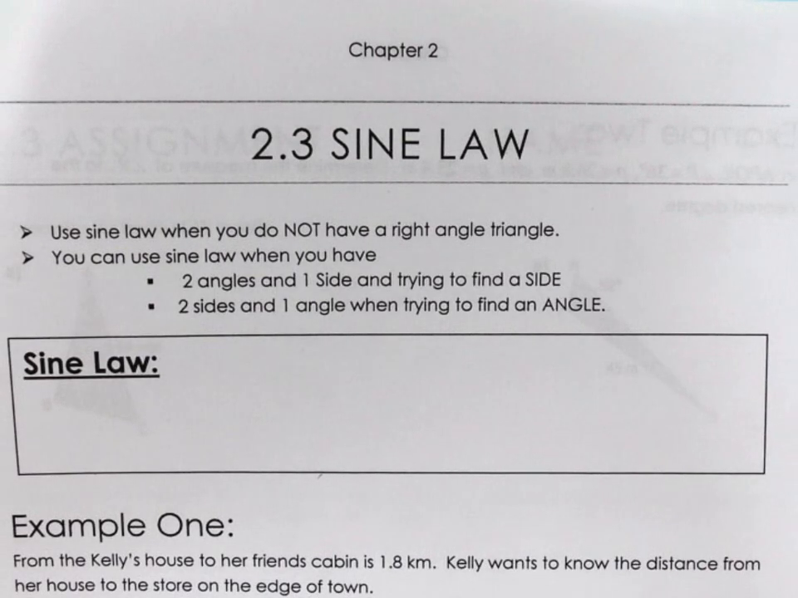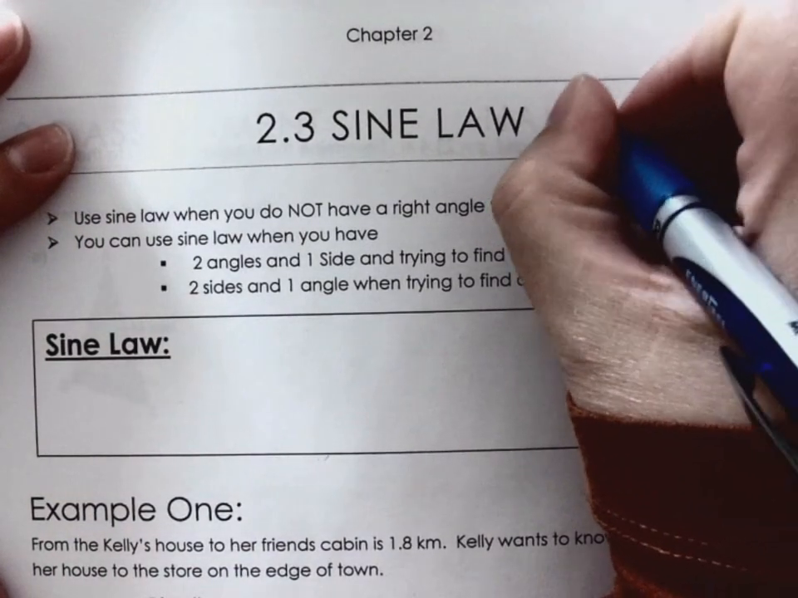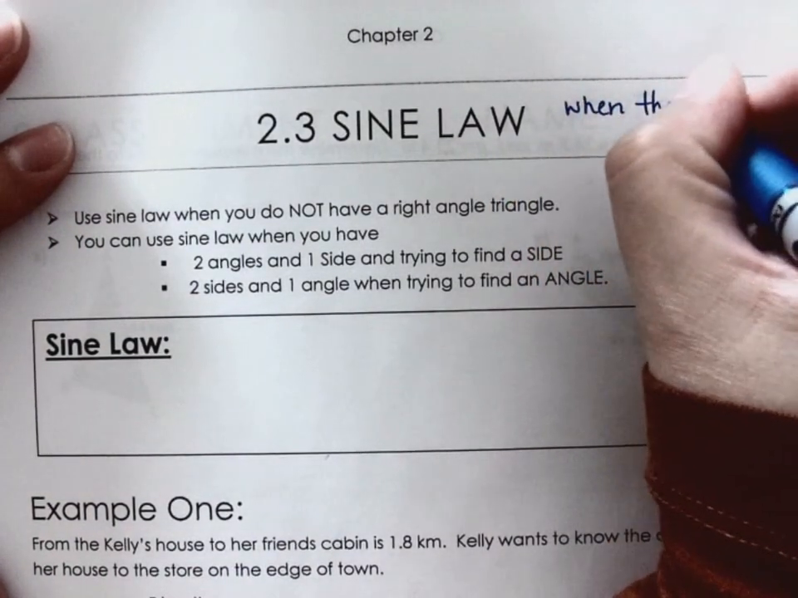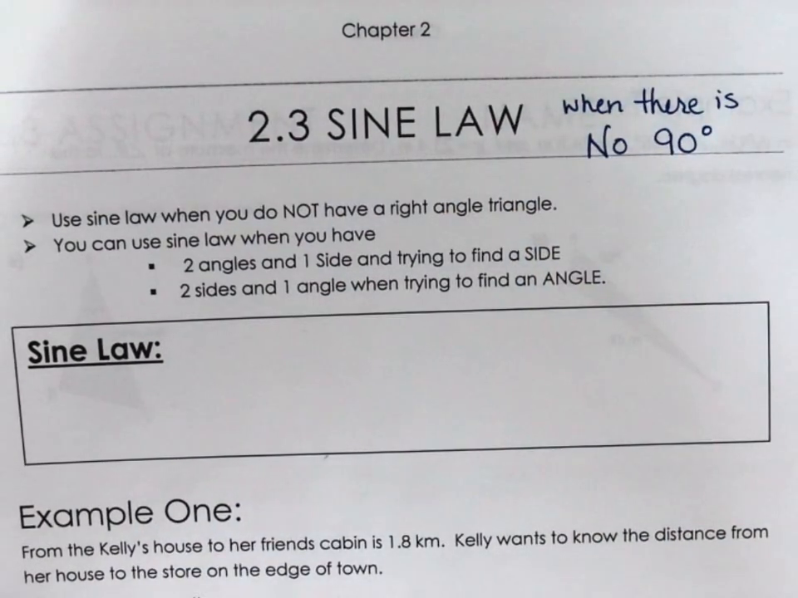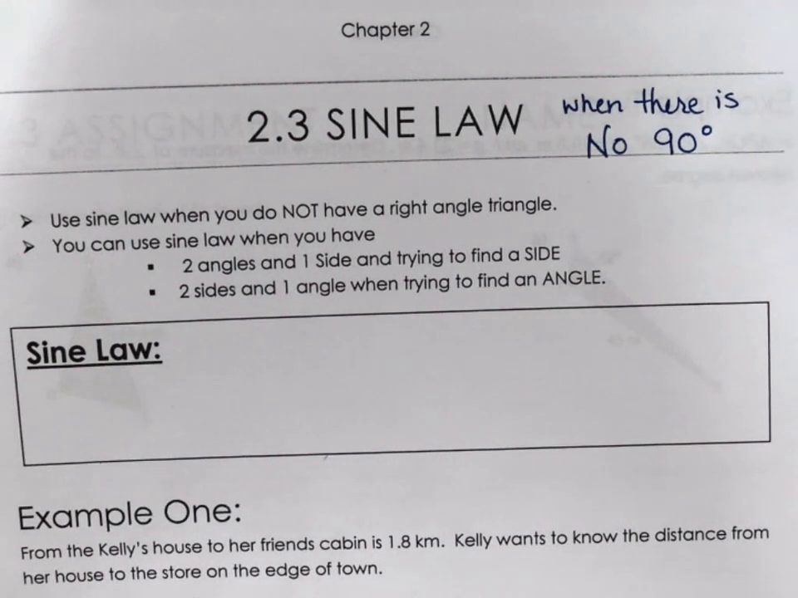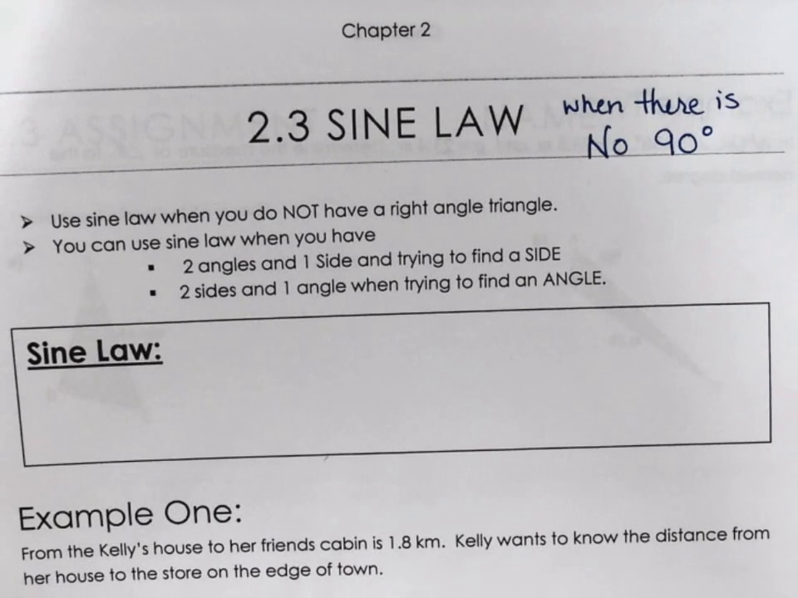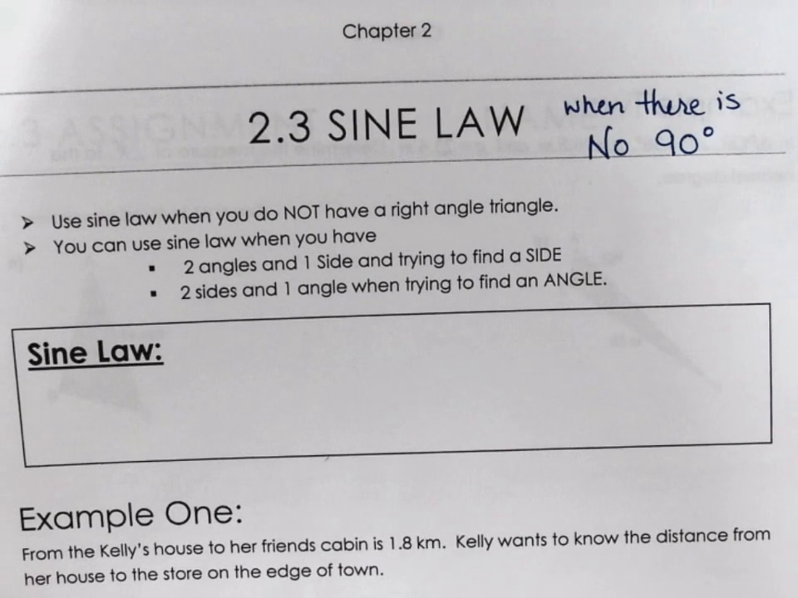So we use sine law and cosine law when we do not have a 90-degree angle. When there's no 90-degree angle in the triangle, that's when we'd use either sine law or cosine law, and you're going to have to make the decision based on the information that you have. They're two different laws. So today we're just going to work on sine law.